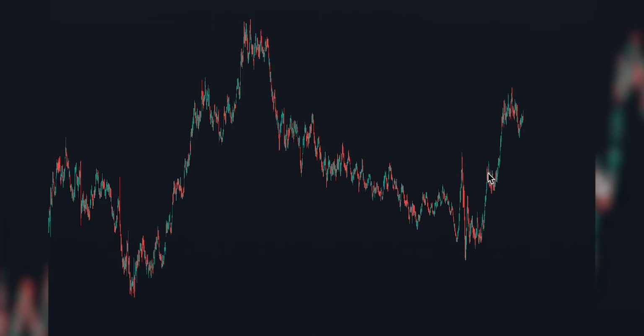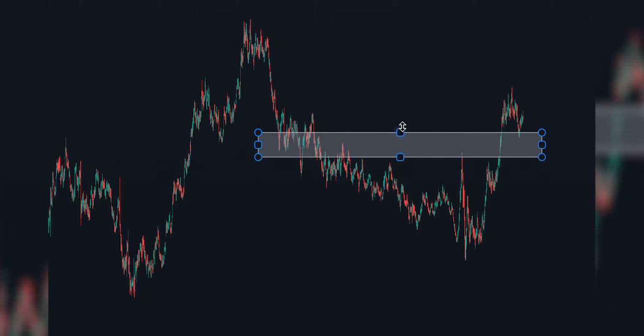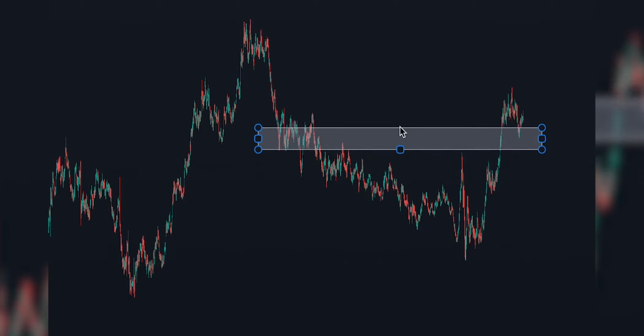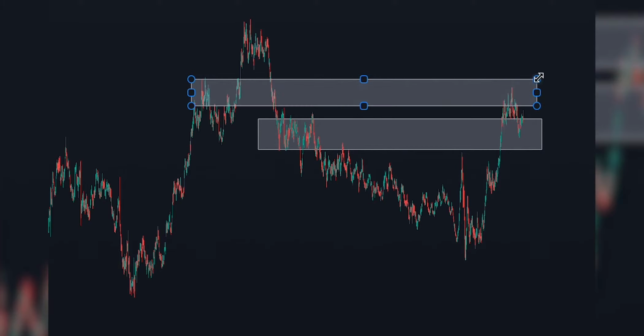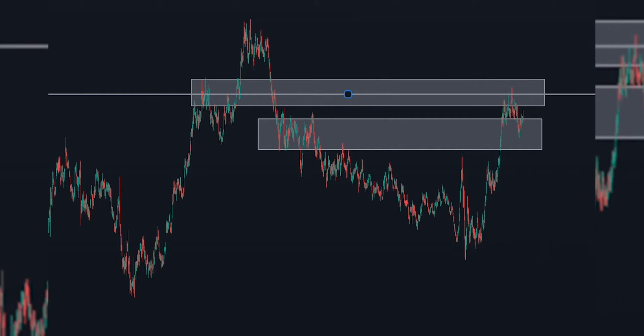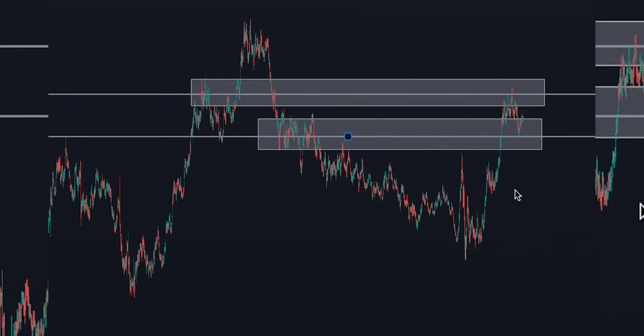Drawing a box around this area, we can see that our area of interest actually encompasses quite a lot of the market structure. And if we want to trade this level, we're going to have to be a little bit more precise. This is where a great technique comes into play, placing a level in the mean of the zone.